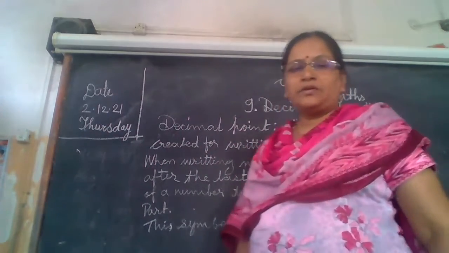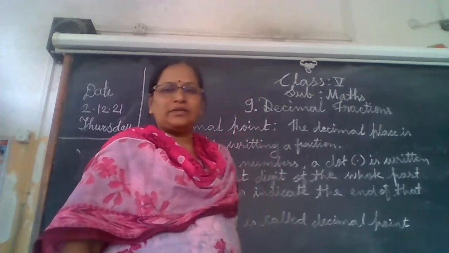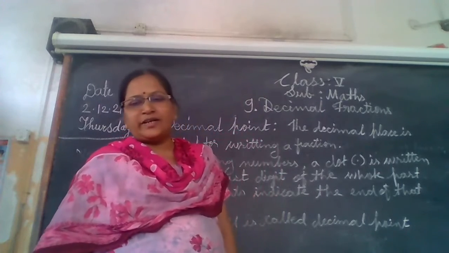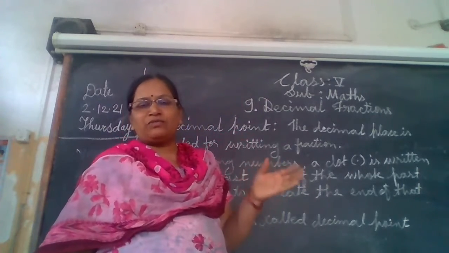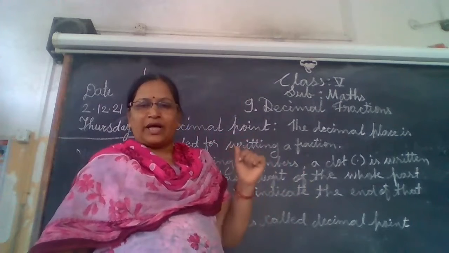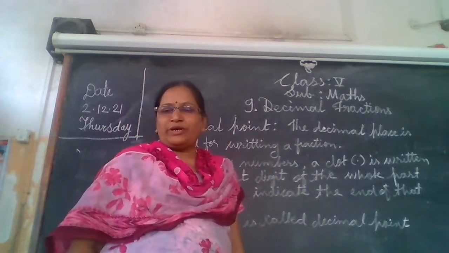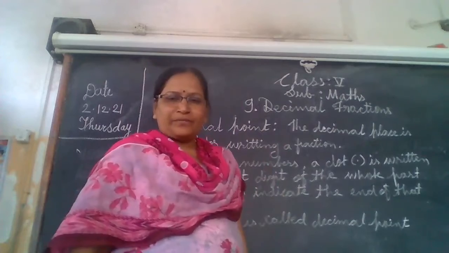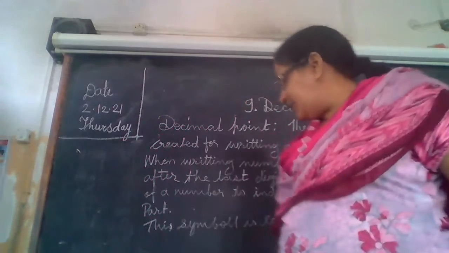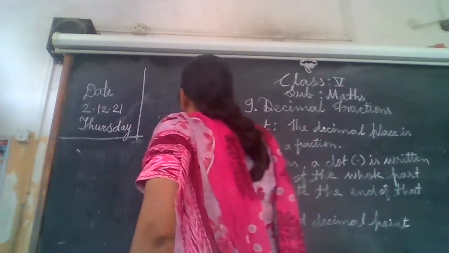Okay. So what is the decimal point? The decimal point is created for the separation of the whole number and the fractional part. Actually, the decimal point is a dot. Okay. So let's see an example here.